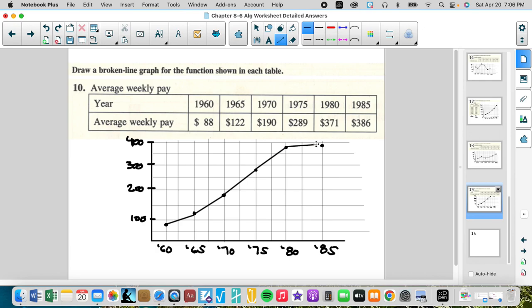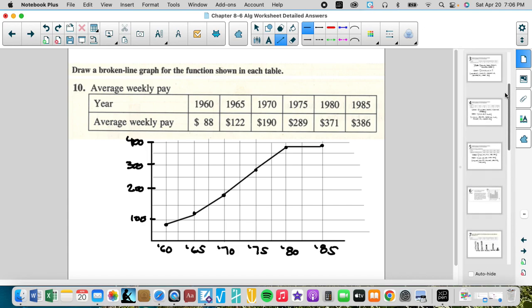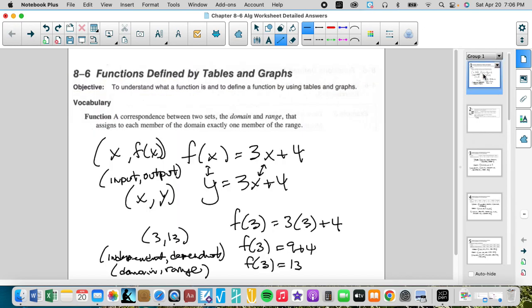Nice job. There you go. That is functions. What do we call that? We call that functions defined by tables and graphs. Don't know how much you're going to use it. I guess actually somebody told me they did some graphing, some graph stuff. So hopefully you were prepared for it and you were able to answer the questions. Good luck.